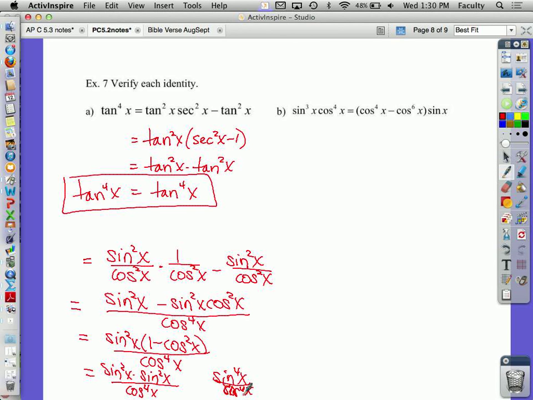Okay, then let me help you in letter B before I have you go down a rabbit trail. In letter B, on the right side, do you see that there's a cosine to the 4th x in common? And if you didn't see it, now you see it. Well, 1 minus cosine squared x is sine squared x. So that's sine cubed x cosine to the 4th x.